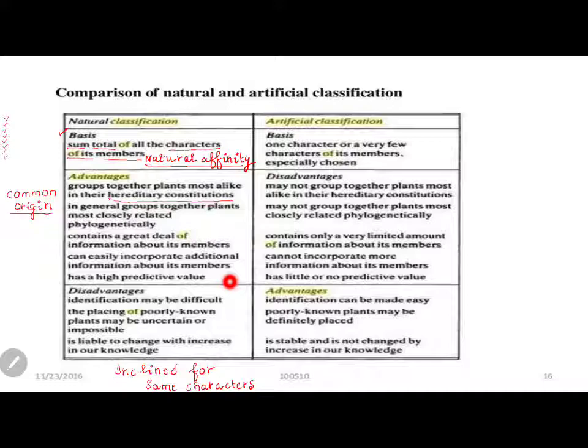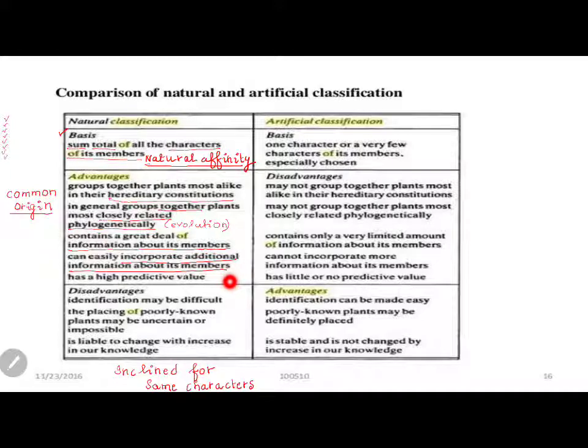It groups together plants most closely related phylogenetically. Phylogenetically means evolution. You already know this. When they are from a common origin, they share the same evolution. So the changes are similar and similarities are also great. Great deal of information about its members. We tend to cover many things when it comes to common origin descendants, because they have natural affinities. Easily incorporate additional information about its members.